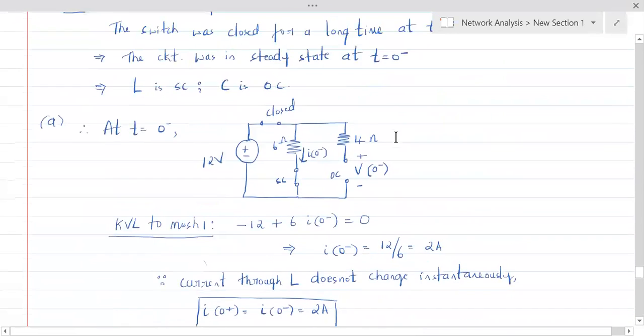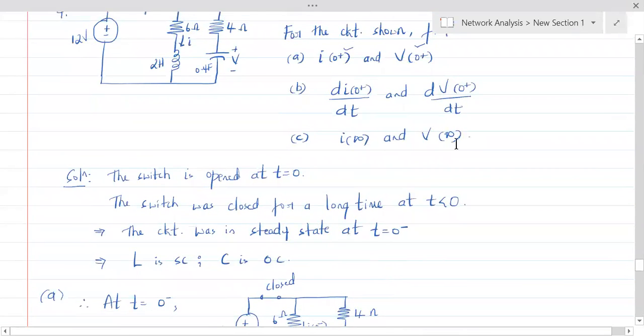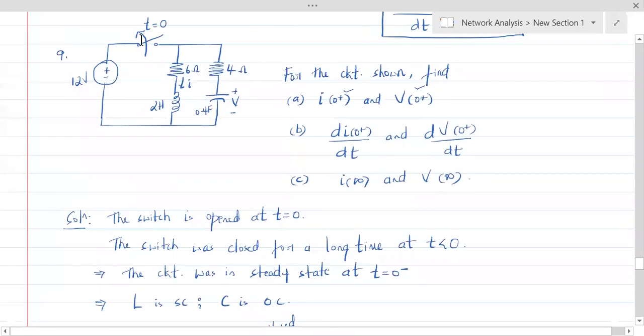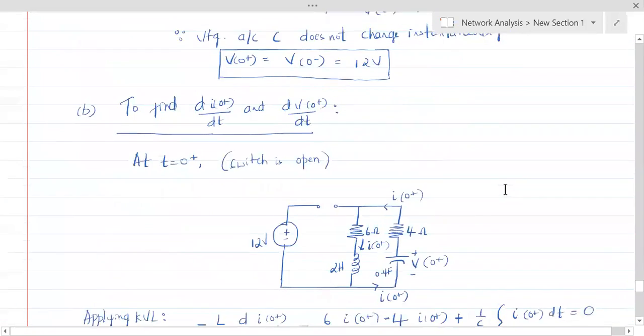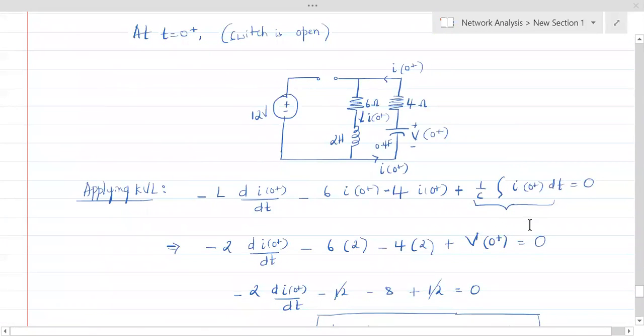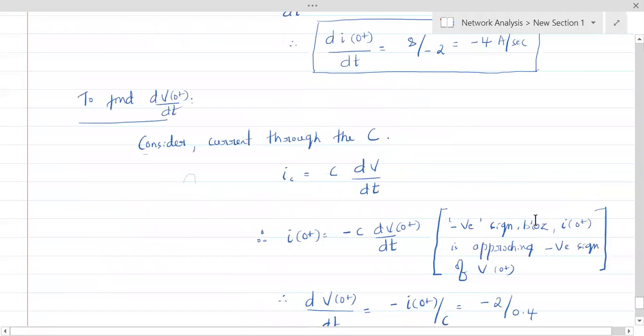Question number C. They have asked us to find out what I of infinity and V of infinity are. At I of infinity and V of infinity, what's happening? The switch is open, and it has been open for a long time. At t equal to 0 minus, the switch was closed for a long time. At t equal to 0 plus, the switch is open, and at t equal to infinity the circuit is at steady state. Everybody understand that?